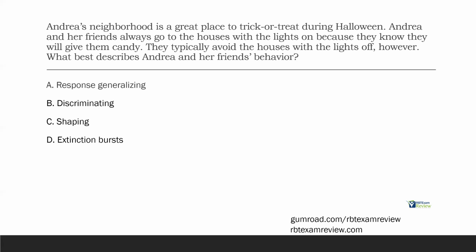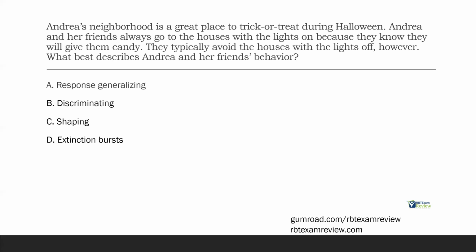They've learned to discriminate which houses will and won't give them candy. B looks very good. Read all of our answer choices. C, shaping. Is any behavior being shaped here? Are there any successive approximations? No, they already have the response in their repertoire of trick-or-treating, but they are discriminating between houses.